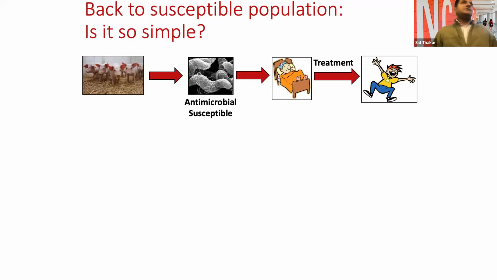So back to a susceptible population, is it that easy? Here's the thought process. You have a bunch of pigs never exposed to any antibiotics. When you look at what they are shedding in the environment, you will find some E. coli, but there should not be any resistance to it. If you fall sick, you get treated, you're fine, you go back home.